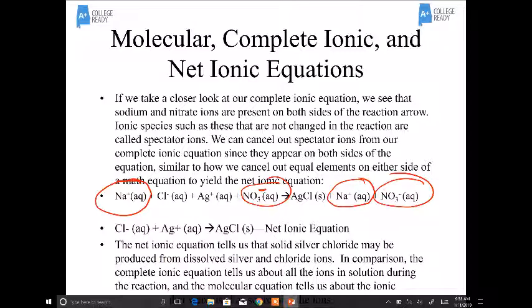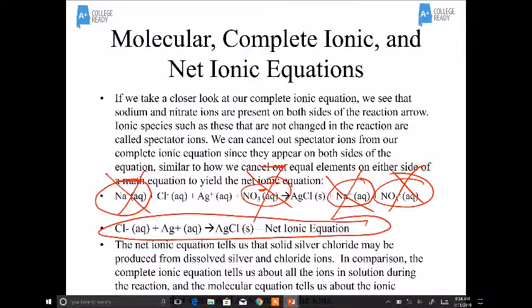So to get a net ionic equation, we're going to cancel those items out. And what we're left with, in this case, is the chloride ion and the silver ion, and they're going to react together to form the solid silver chloride precipitate. This is our net ionic equation.